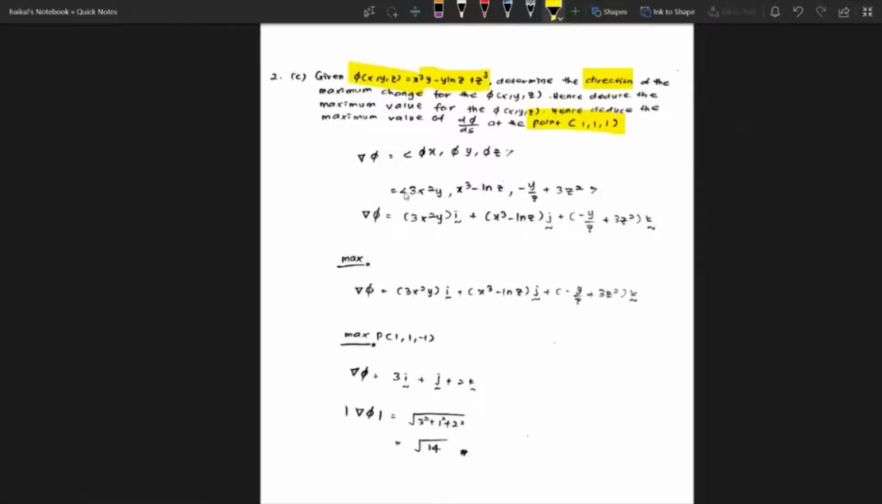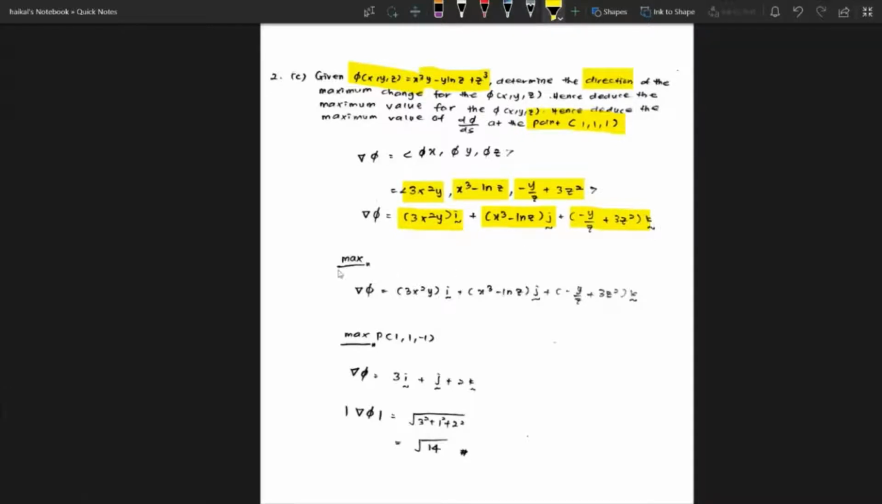For phi x we get 3x squared y. For phi y we get x cubed minus ln z. For phi z we get negative y over z plus 3z squared. So when we write in the direction equation, we get 3x squared y i plus (x cubed minus ln z) j plus (negative y over z plus 3z squared) k.